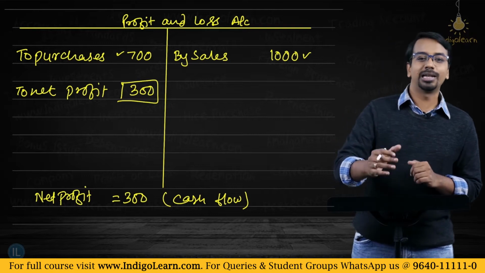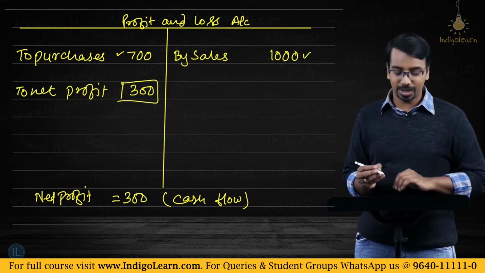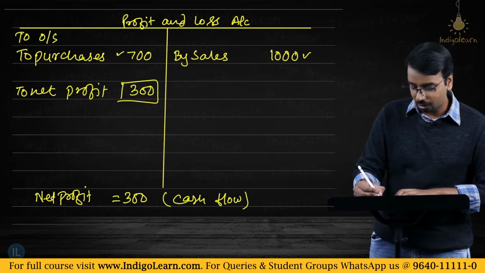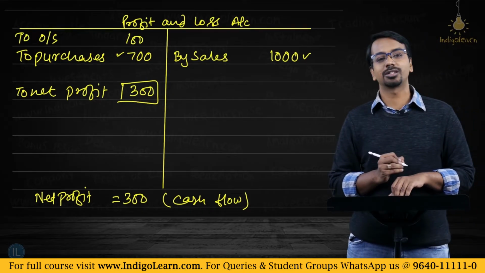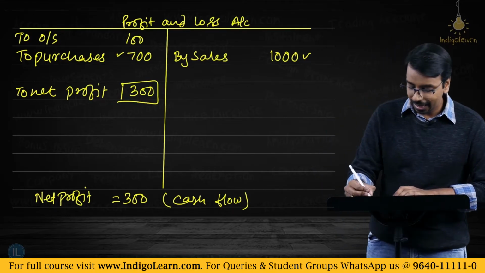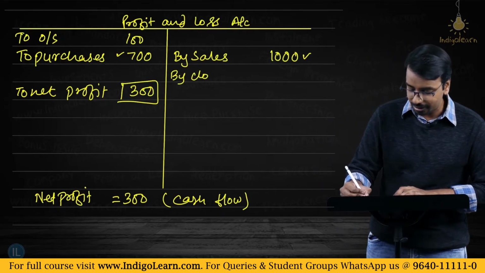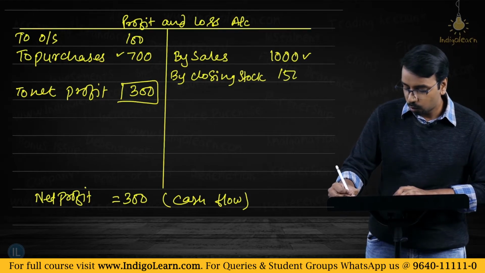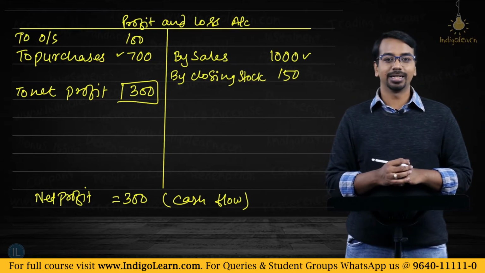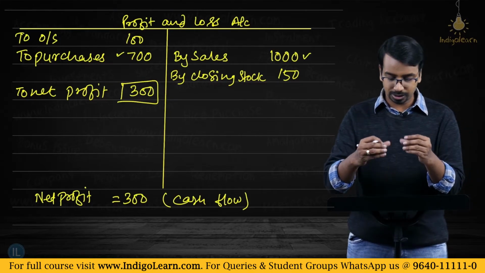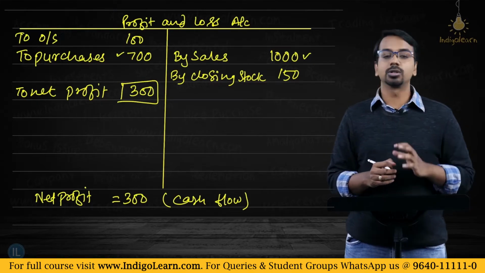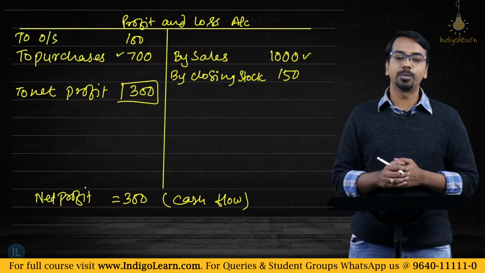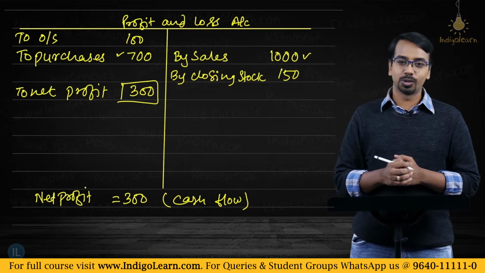So, let us add one more element to our profit and loss account. Let us see what happens after that. So, let's assume there was an opening stock of 100 and there is a closing stock of say 150. So, what happened here? We have those 700 of cash purchases, 1000 of cash sales and on top of it we have 100 of opening stock, 150 of closing stock.